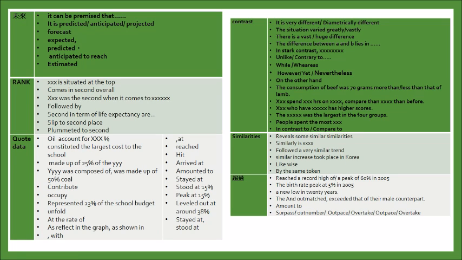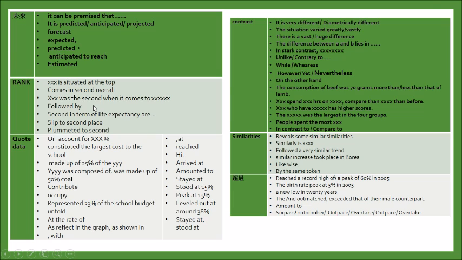Also, sometimes the data may include some projections of data. So you may say it is predicted that something will happen. And then for quoting data, you may use these kinds of useful phrases. For example, you may say that the rate of driving cars stood at 15%. And then you may also rank your data by saying that something comes first and then something comes second by using these kinds of phrases.